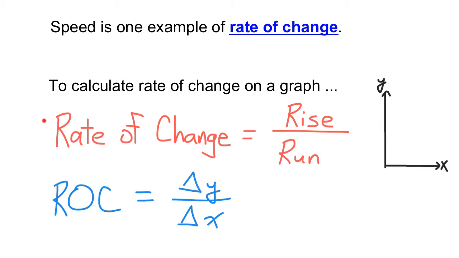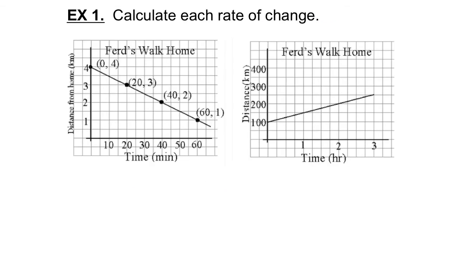So this is a very important equation to remember. You need to know how to calculate rate of change for a graph. But it's best to illustrate with an example. So here I have a graph of Ferd's walk home. So I have his distance from home in kilometers on the y-axis, and I have the time it took him in minutes on the x-axis.